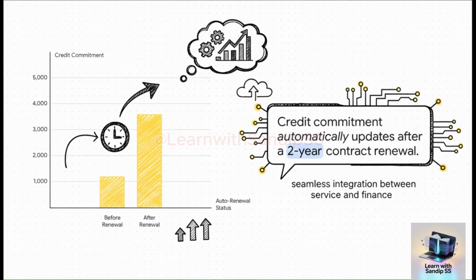Just take a look at this chart. It shows a customer's credit commitment. Before an automatic renewal, it's at €1,200. But after the system automatically renews their 2-year contract, that commitment is instantly and correctly updated to €3,600. The link between your service team and your finance team is completely seamless.